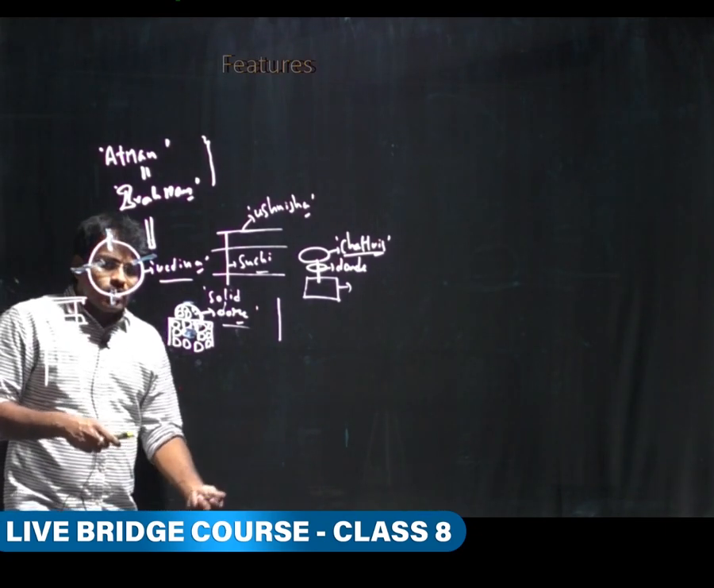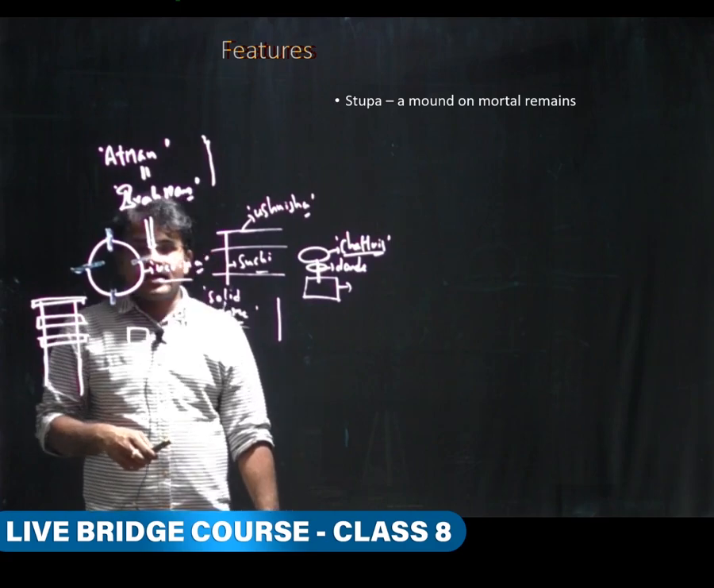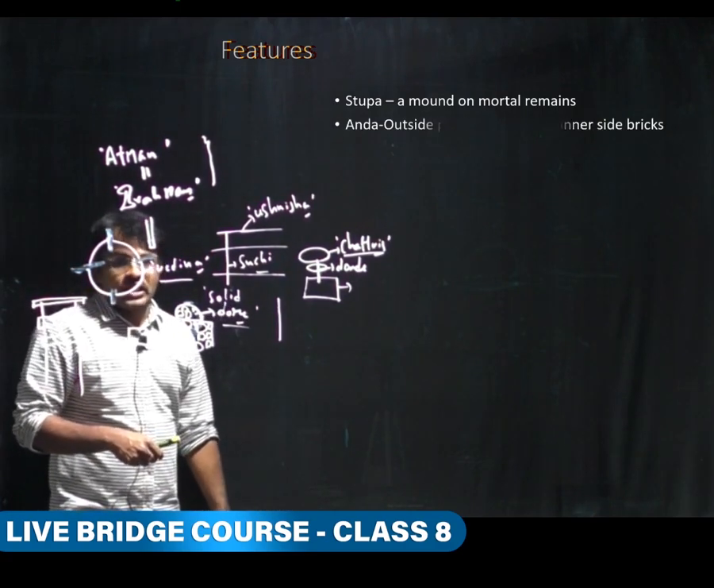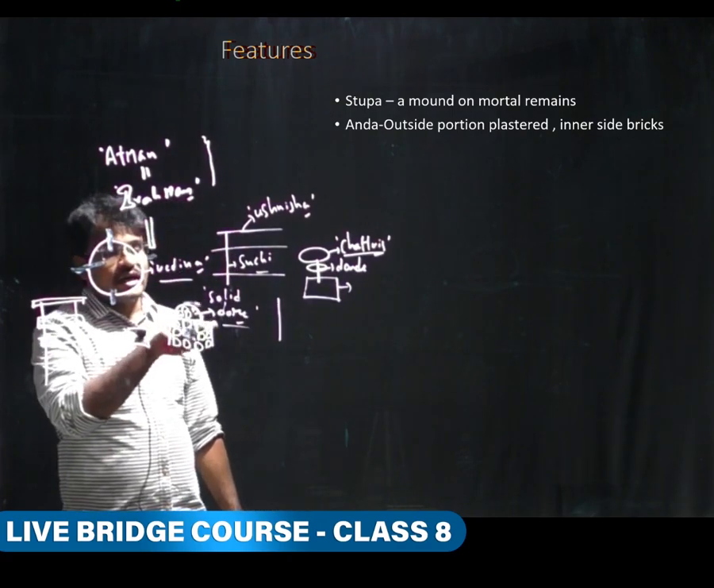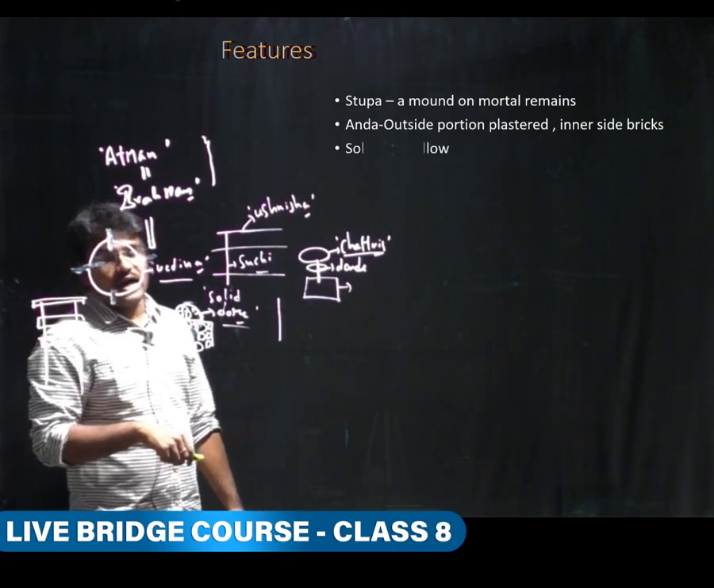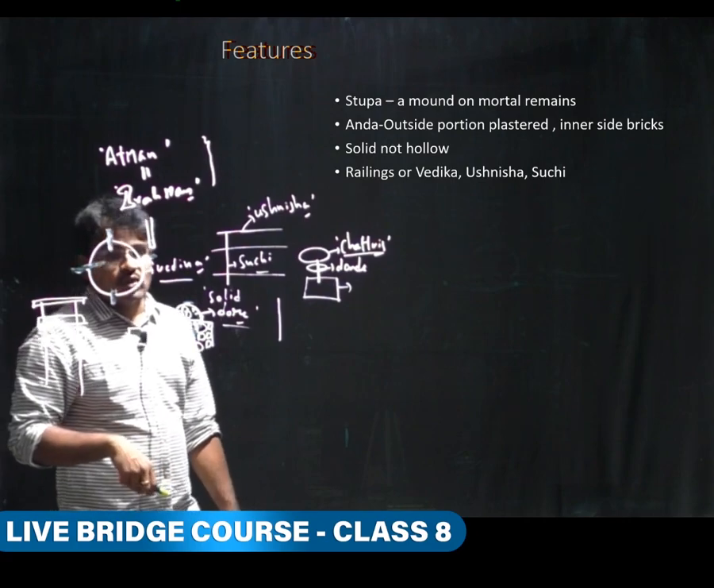So I have written some of the features here. Again, stupa is a mound on the mortal remains of Buddha. Then anda is the outside portion, plastered. This is the anda, the spherical object. It is solid, not hollow.